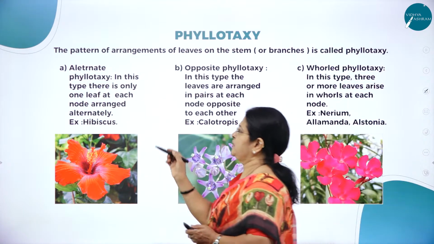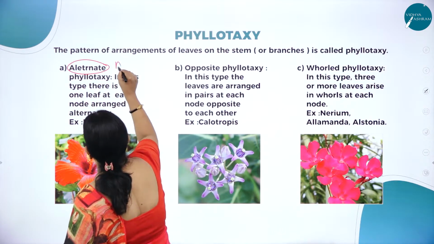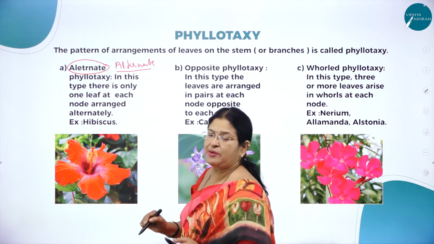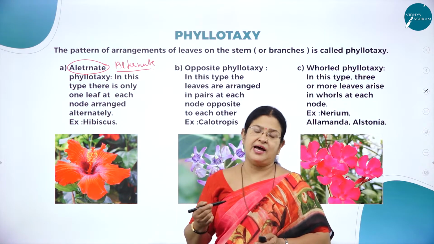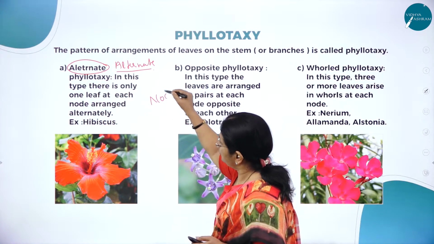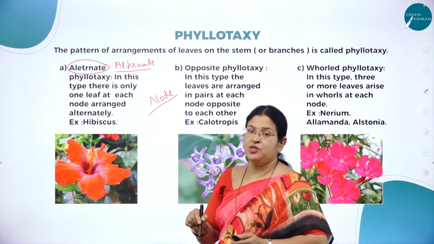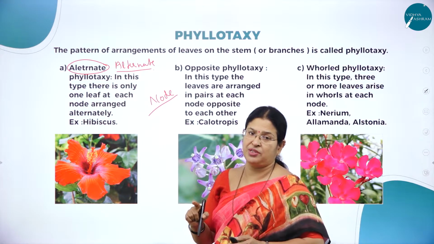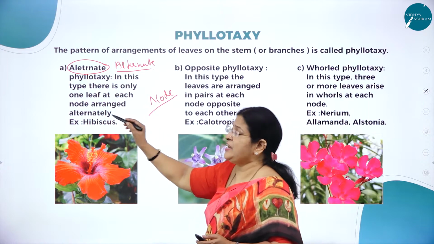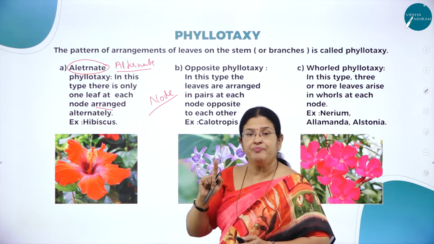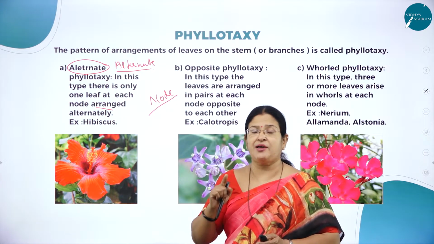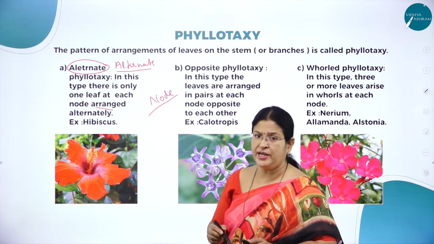Moving on to the first one, that is alternate Philotaxy. In this type, I think I have explained in the last session, from where does the leaf arise? Leaf arises from the node of a stem. So usually the leaf arises from the node. In this type, there is only one leaf at each node. So one node will bear only one leaf, alternating each other. Such a type of Philotaxy is called alternate Philotaxy.